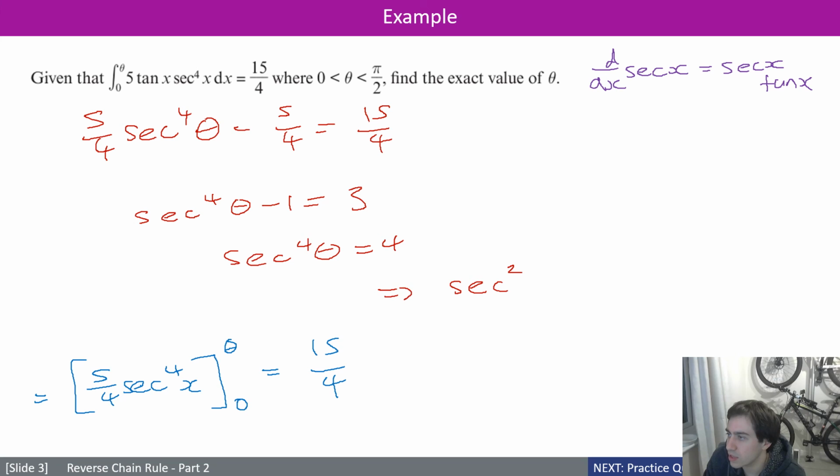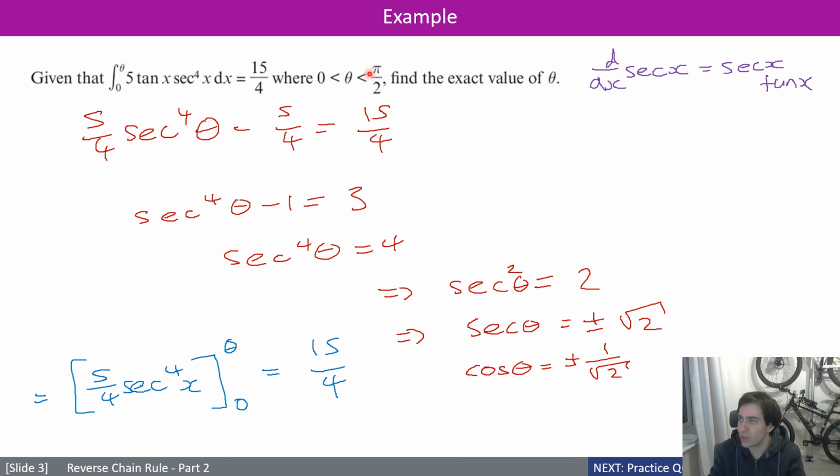Therefore, sec squared theta equals 2. And therefore sec theta equals plus or minus the square root of 2. Therefore cos theta equals plus or minus 1 over root 2. And then just keep in mind the fact that theta is in that range, and you should be able to solve that one. Theta is equal to, in this case, pi over 4. Cool, and that's how we do it.